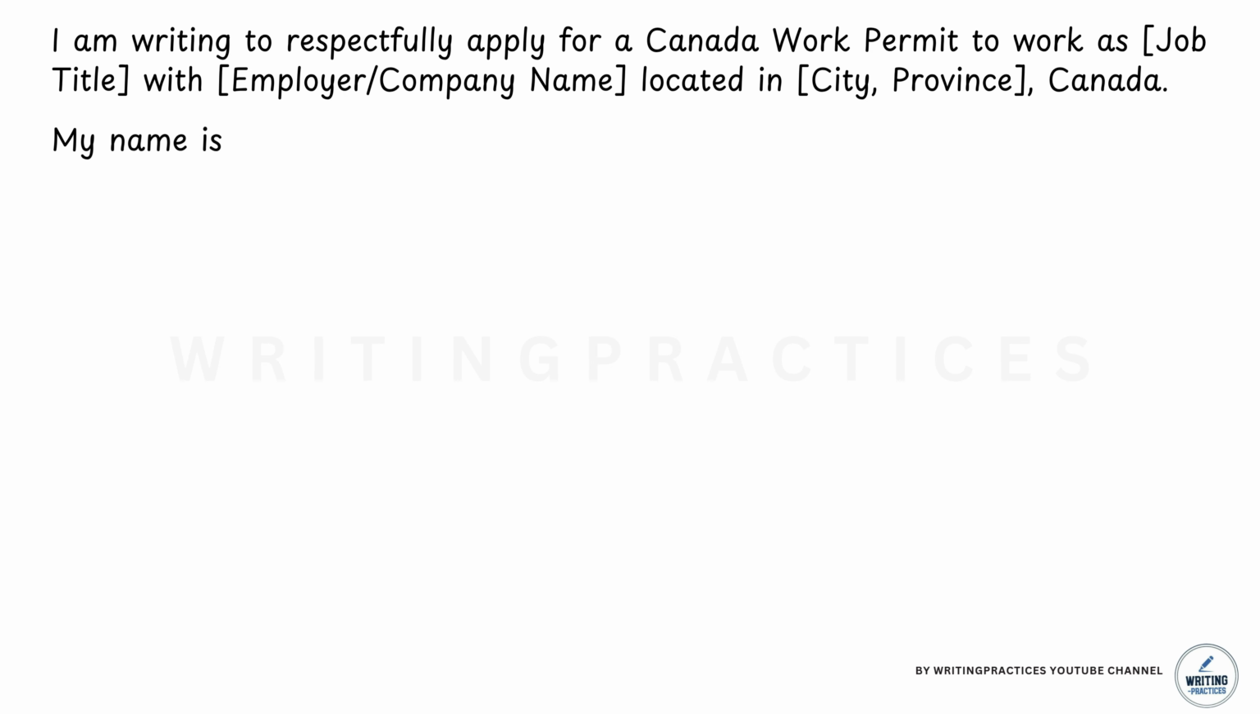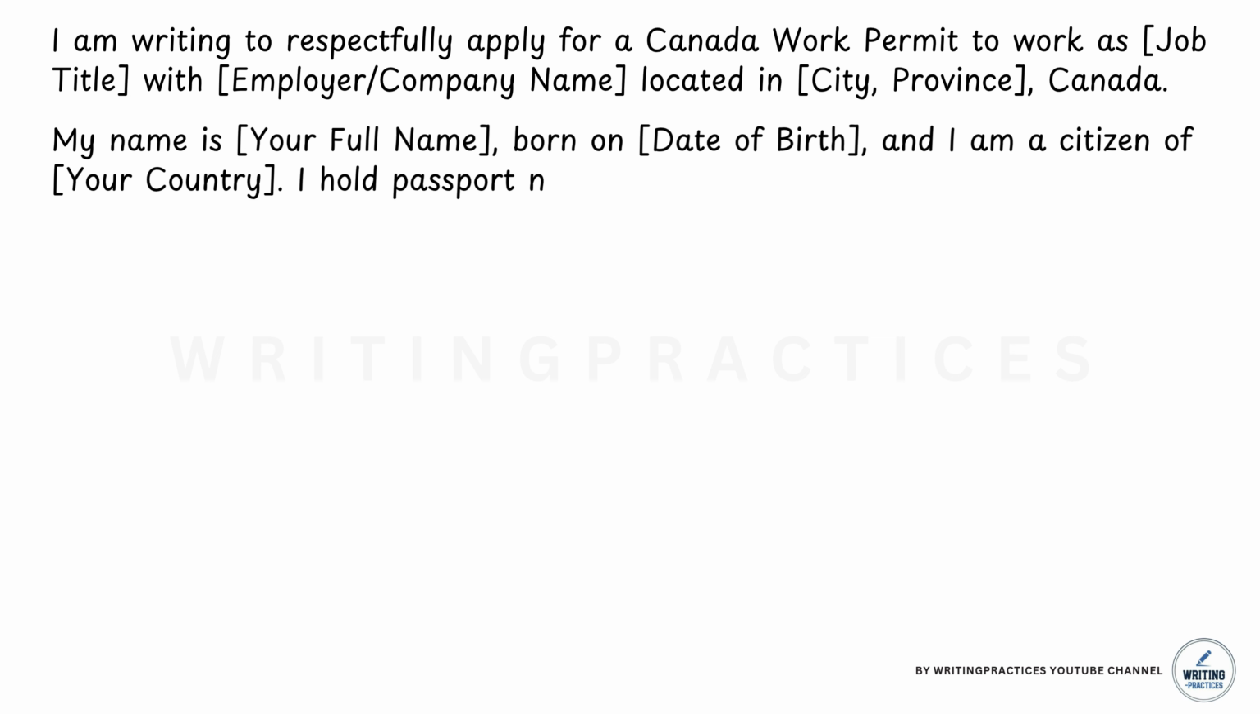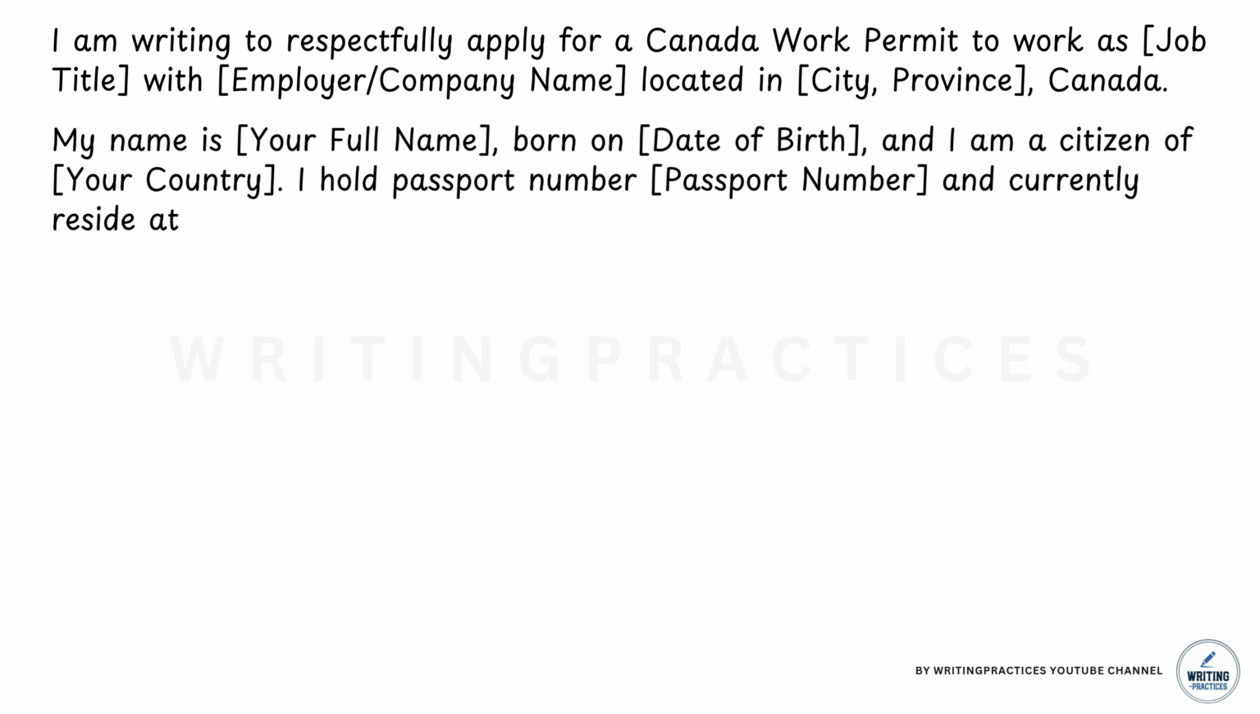Paragraph 2. Personal Identification. Write your personal and passport details. For example, my name is Christopher Bennett, born on February 8, 1990, and I am a citizen of the United States. I hold passport number US 9876543 and currently reside at 412 Oakwood Drive, Chicago, Illinois. This confirms your identity for immigration processing. Ensure every detail matches your passport.